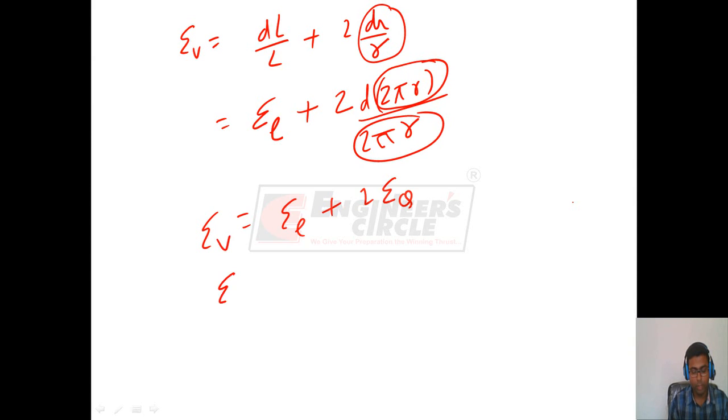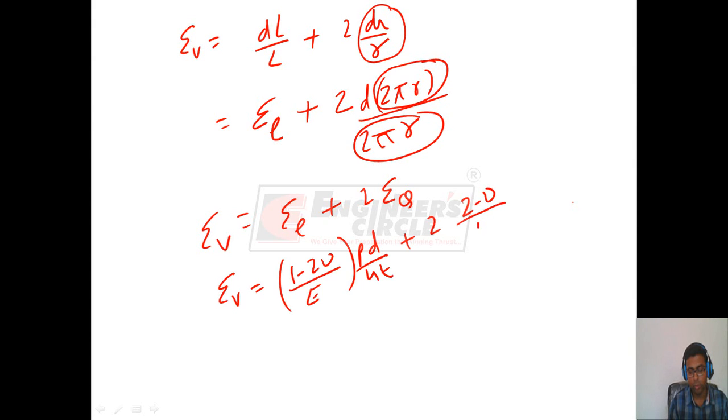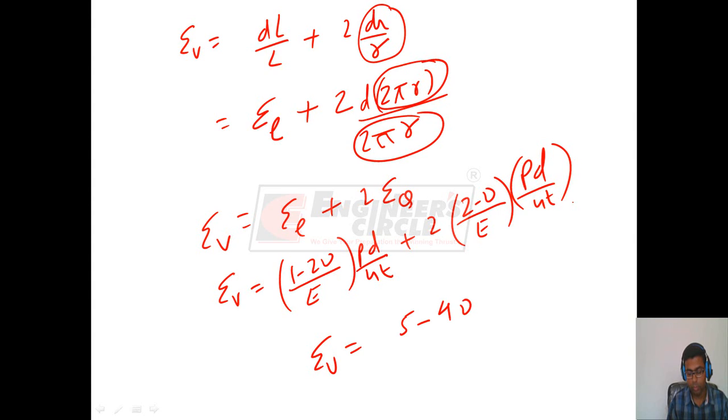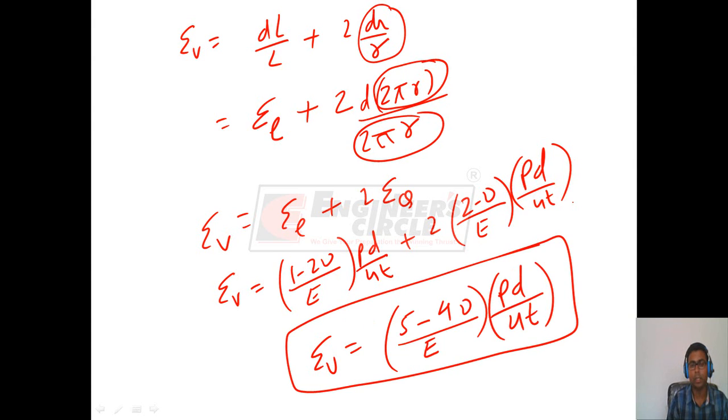But we have already found epsilon L as 1 minus 2 mu by E into PD by 4T, and epsilon theta as 2 minus mu by E into PD by 4T. Therefore, we get volumetric strain as 5 minus 4 mu by E into PD by 4T. So this is the formula for calculating volumetric strain of thin cylindrical pressure vessel when it is subjected to pressure P.